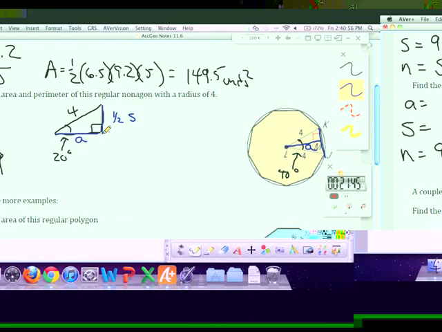If I don't tell you what one of these two are, we're going to have to take advantage of that second property of a regular polygon, which is that all internal angles are congruent. Namely, what should this internal angle be? What should angle KLJ be in my regular 9-sided polygon? Well, it should be 360 divided by 9, which is exactly 40 degrees.